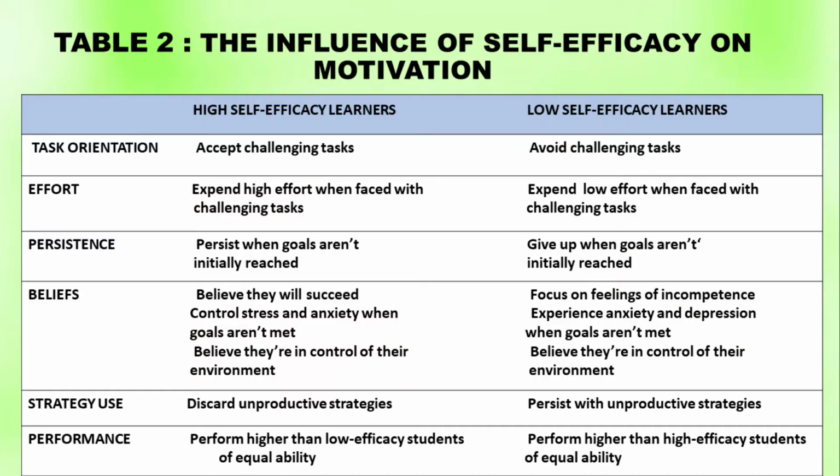Table 2. The influence of self-efficacy on motivation. We have the high self-efficacy learners and low self-efficacy learners. In task orientations, high self-efficacy learners accept challenging tasks, while low self-efficacy learners avoid challenging tasks. Effort: high self-efficacy learners expend high effort when faced with challenging tasks, while low self-efficacy learners expend low effort. And persistence: they persist when goals are not initially reached, while low self-efficacy learners give up when goals are not initially reached.